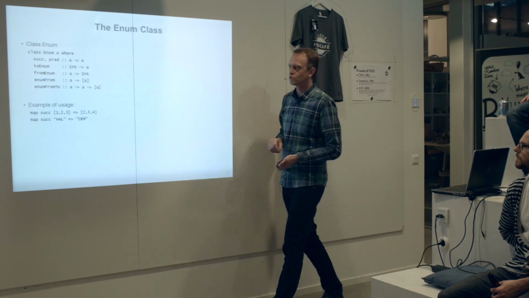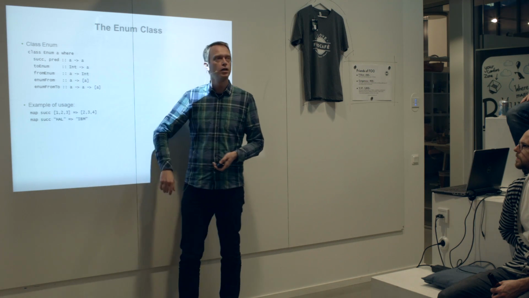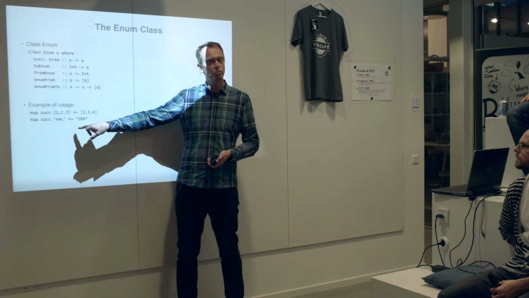So examples of usage for that would be, for instance, like this. I could do map succ on 1, 2, 3, and I will get 2, 3, 4. If I do map succ on HAL, I will get IBM.